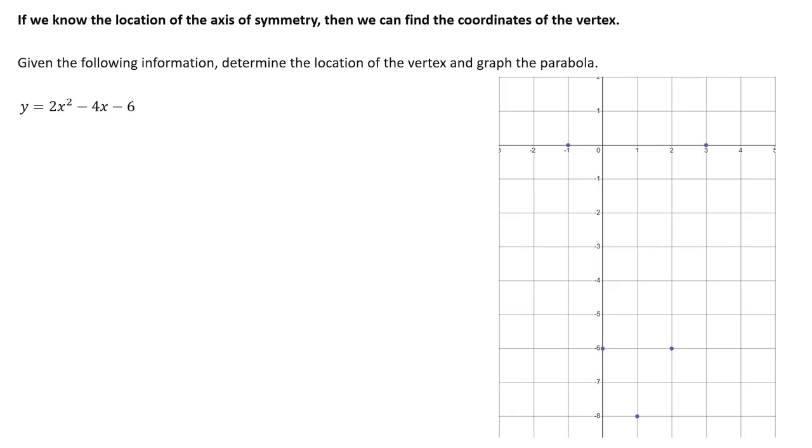In this example, we're given the standard form of 2x squared minus 4x minus 6. This can be further simplified with the greatest common factor of 2. But before that, let's take note of the fact that our c value is negative 6. So negative 6 becomes our y-intercept.